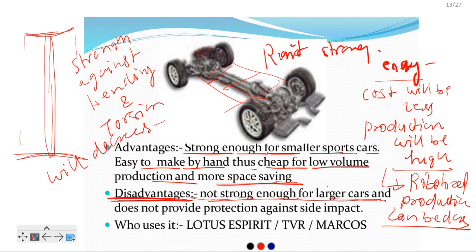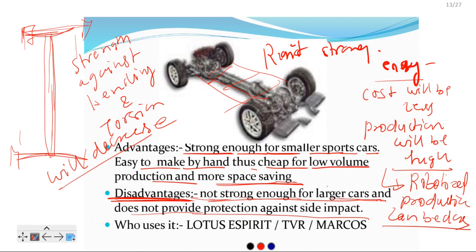So you can note all these points are very important for the interviews. If we increase the length of this particular frame, the bending strength and torsion strength both will decrease. So this is not good for the long vehicles, you can say, the larger cars, and it does not provide protection against side impact.